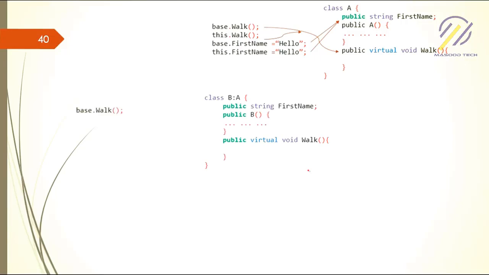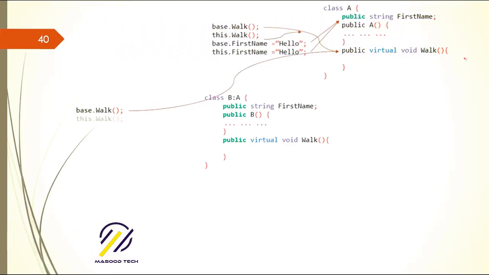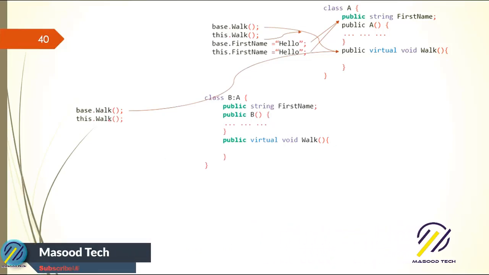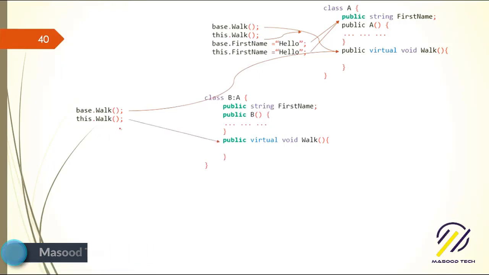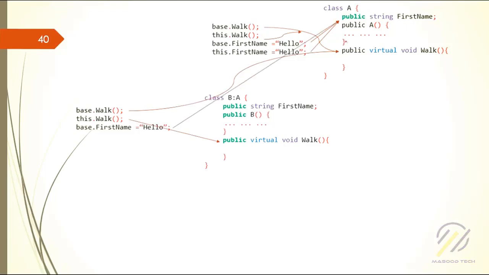So if we call now base.walk, it will mean that it points to the function of your base class or the parent class. That's it. So when we say this, it means a method inside this class, not outside of the class, but this class. So this.walk means this method. If we call this from this B class, you have to understand that. So if we say base.firstName, it will represent the first name from the base class or parent class. And if we say this.firstName, it will represent this first name.